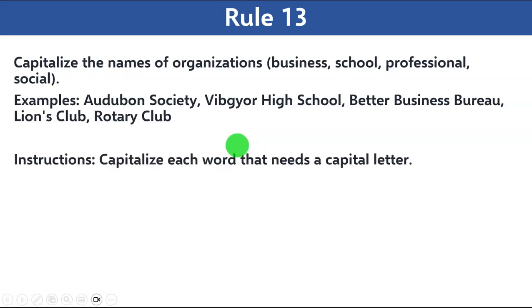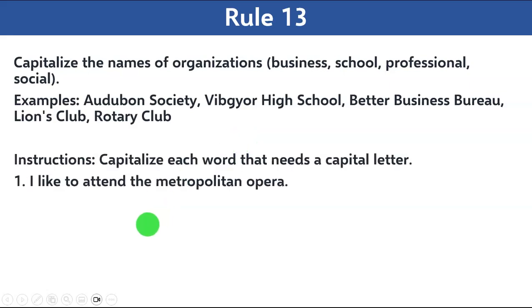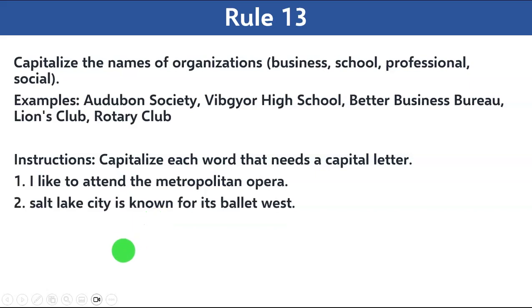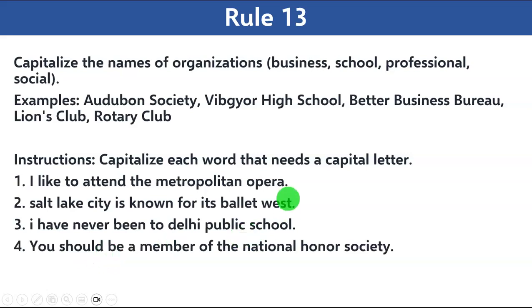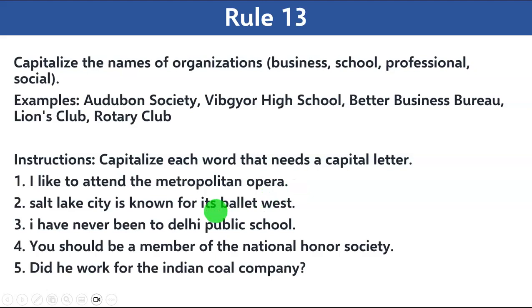All right, let's take a quiz on rule number 13. I like to attend the Metropolitan Opera. Number 2, Salt Lake City is known for its Ballet West. Number 3, I have never been to Delhi Public School. Number 4, you should be a member of the National Honor Society. And number 5, did you work for the Indian Coal Company? All right, your 10 seconds for these 5 questions start now.